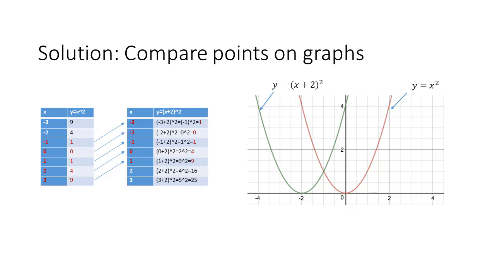Here we plot both graphs on the same coordinate axis. The red one is the graph of the original function x squared obtained from the left table of values. And the green one is the graph of x plus 2 squared obtained from the right table. We see that the green graph is the same as the red graph, just shifted 2 units to the left.